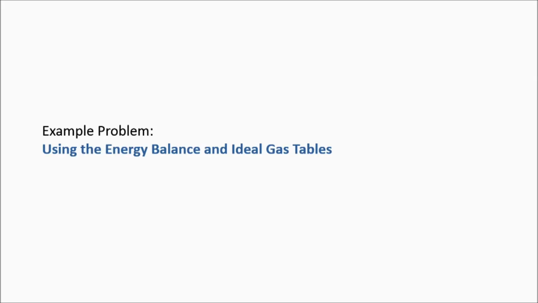This video is a step-by-step solution for the example entitled Using the Energy Balance and Ideal Gas Tables. In this example, you will learn about applying the energy balance for a closed system at steady state undergoing a compression and to evaluate the work in the presence of a known heat transfer.